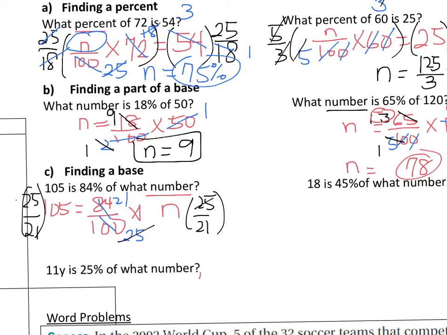Okay, I'm going to cancel out the 25 and the 21 to isolate the variable n. And then I can simplify it on the left-hand side before I multiply. So I could cancel out 21 with 105. 105 divided by 21 is just 5. And then 25 times 5, I get 125. That's your answer.